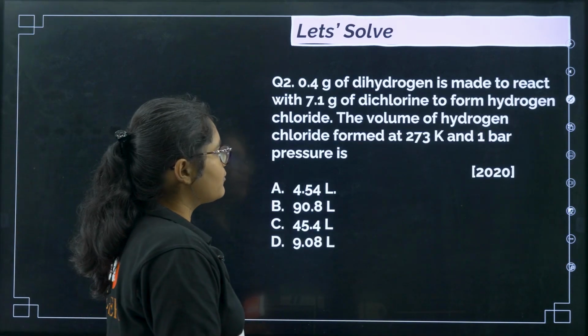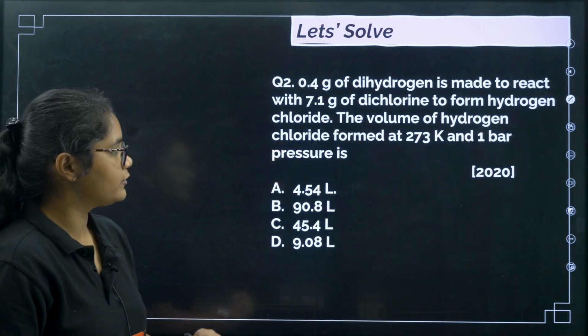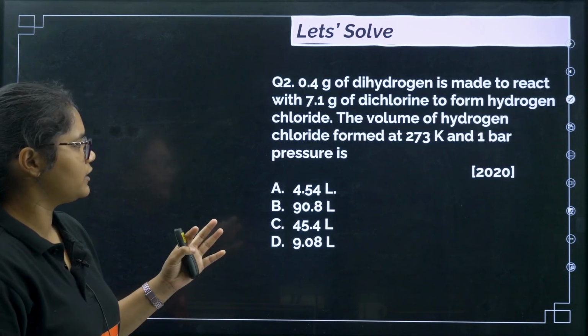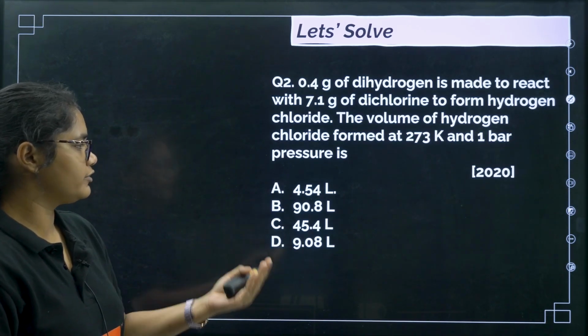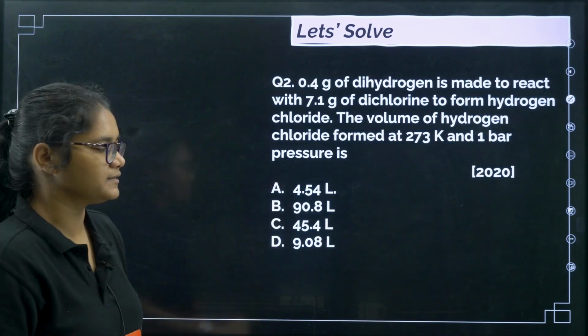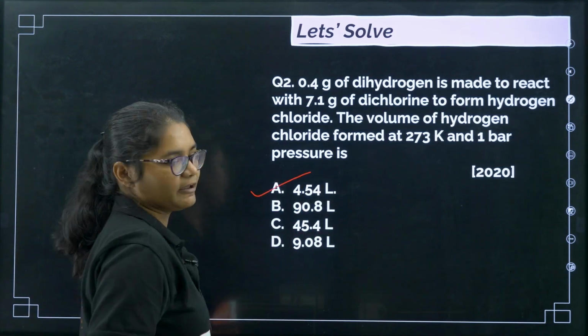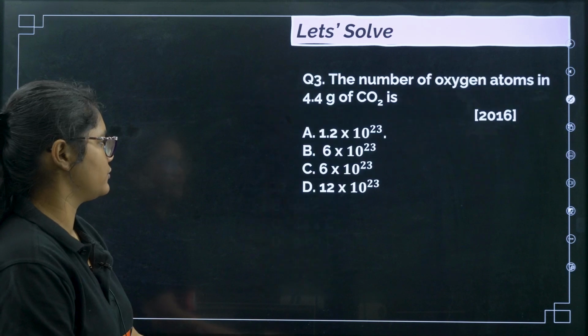Next, 0.4 gram of dihydrogen is made to react with 7.1 gram of chlorine to form hydrogen chloride. The volume of hydrogen chloride formed. So this question we have already discussed. Answer here was 4.54 liter. You can check, we have discussed already.